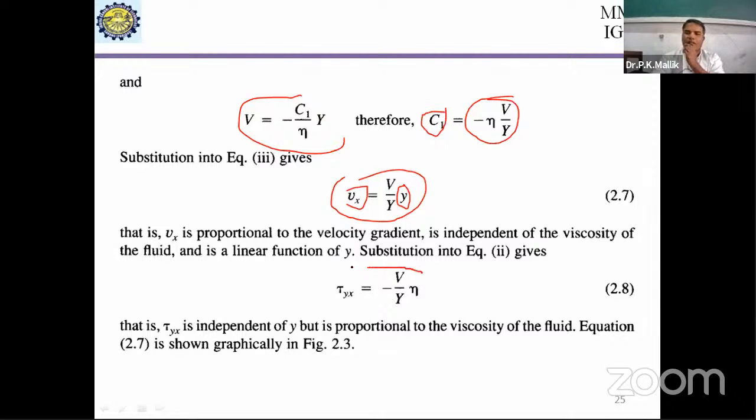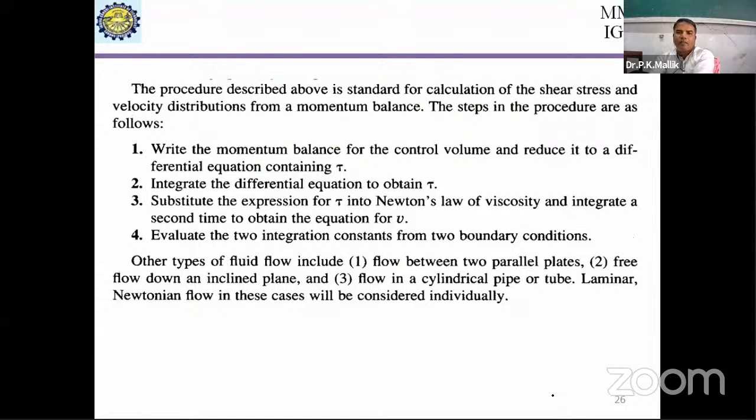So similarly, you can also substitute in equation 2, and we will get the shear stress tau equal to v by y times eta. So here it is also the same: this tau is independent of y, and it is proportional to the viscosity of the fluid. This equation you can also see graphically.